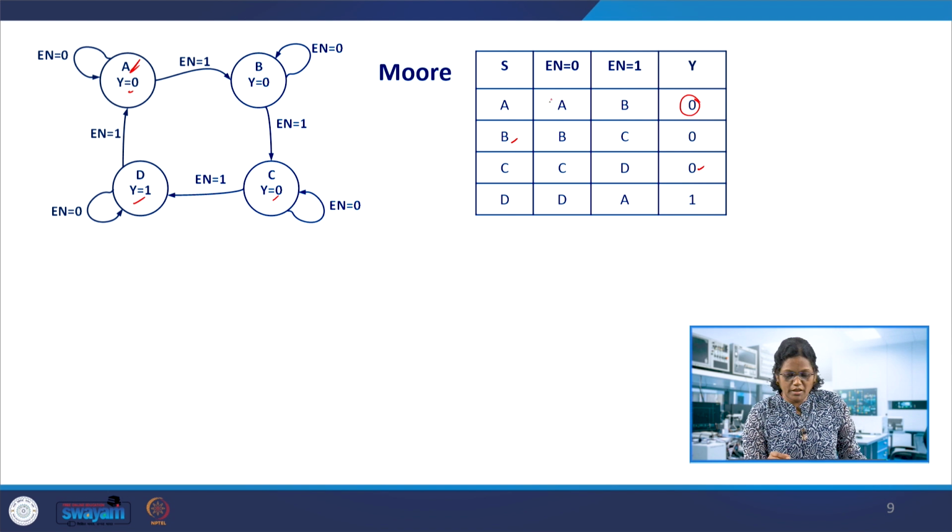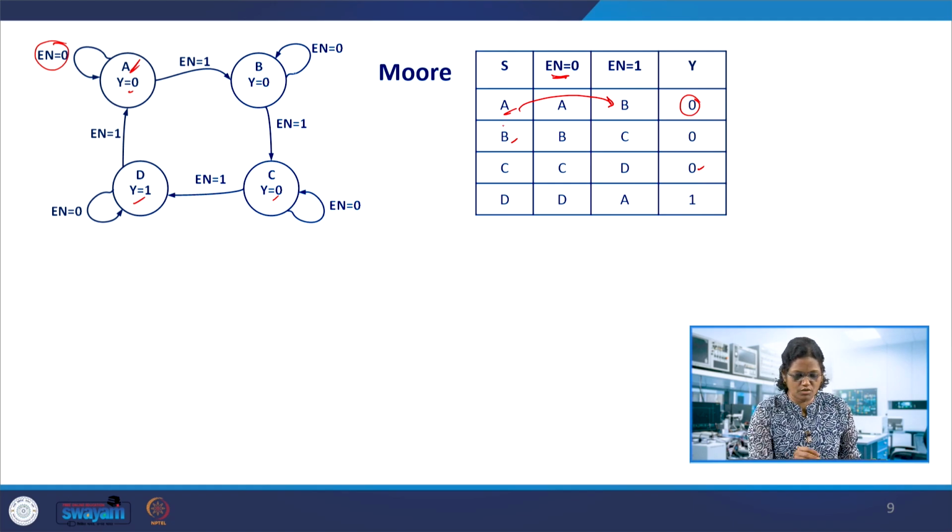Now what happens when enable is 0 and the present state is A? What would be the next state? The enable is 0, so it stays over there. The marking just says whether the input is 0 or 1. The output is represented over here in the current state. When enable is 1, it goes to B. So from A to B, the transition is shown over here, and the present state is B now.